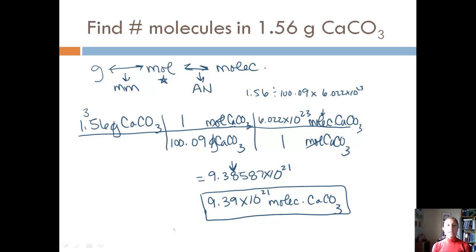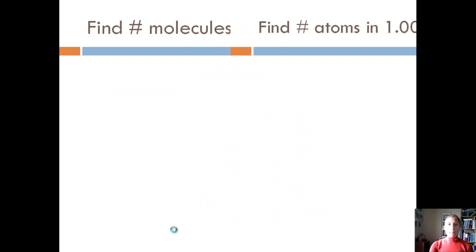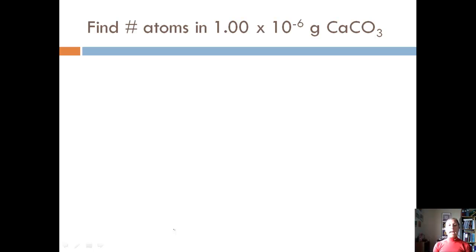It's always good to evaluate, make sure your answer makes sense, make sure you have the correct units and the correct significant figures. Okay, let's try another example. Let's find the number of atoms in 1 times 10 to the negative 6 grams of calcium carbonate.